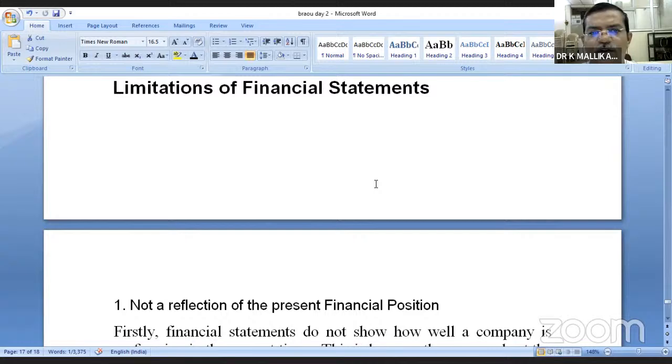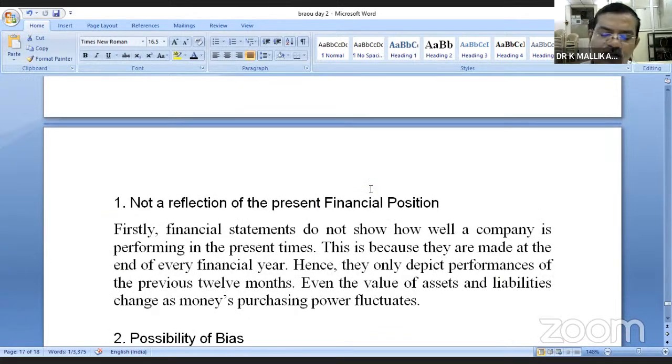What are the limitations of financial statements, right? The limitations are also very serious. They are not a reflection of the present financial position. Financial statements are prepared based on historical data, things already over, right? Can we compare the previous year's performance to this year's performance? Can we compare the pandemic-year financial position to this financial position? We can't compare, right? Why?